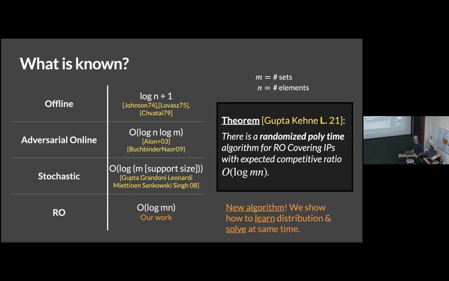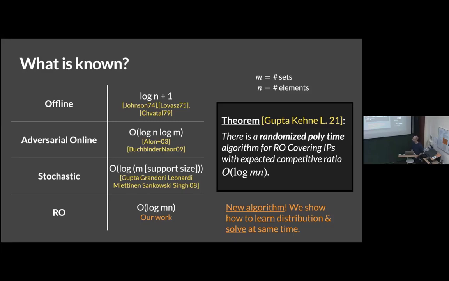I mean, does it have implications on the stochastic setting? Yeah, exactly. So you can think of this as basically the stochastic setting, but with an unknown distribution. Like up to sampling with replacement, which doesn't really matter.